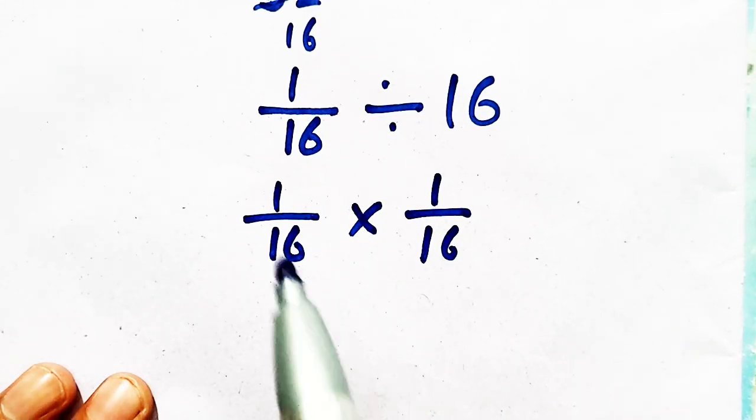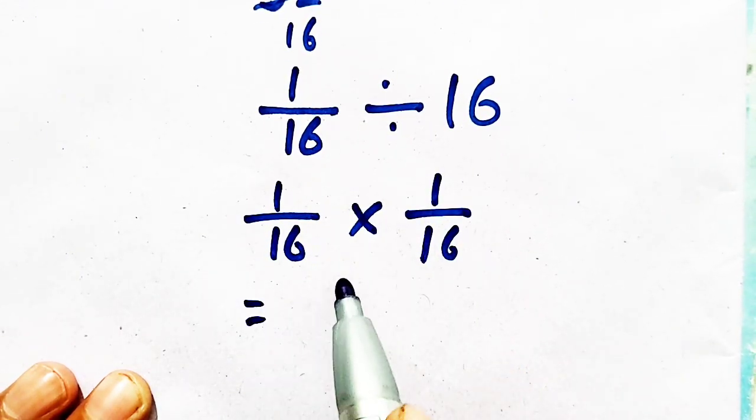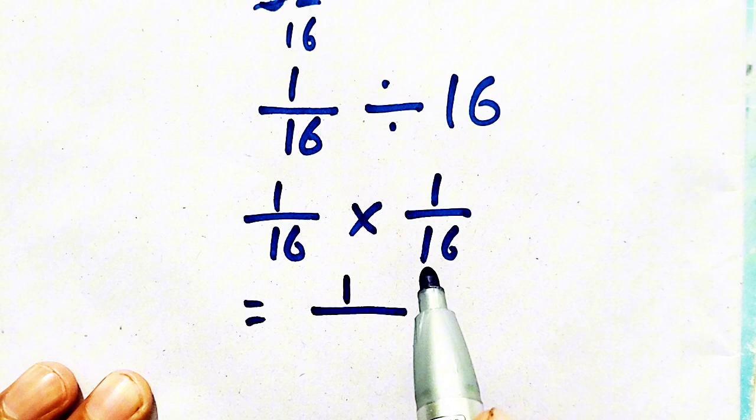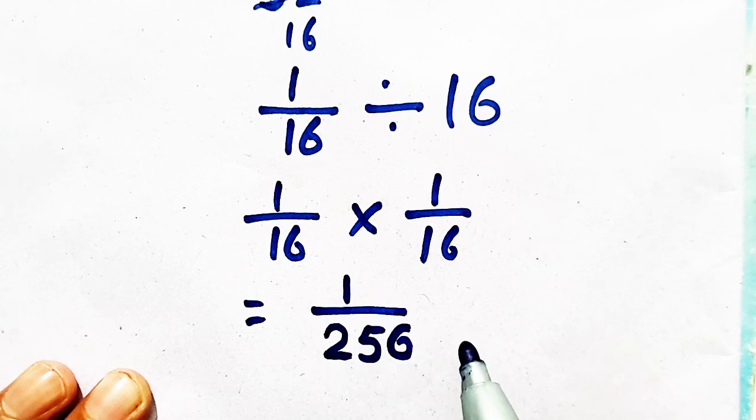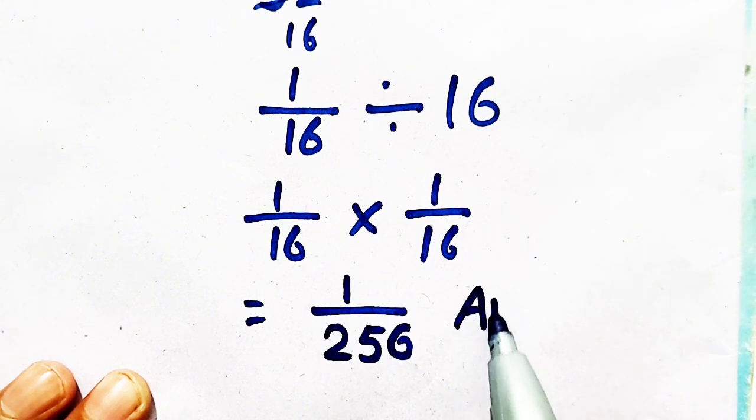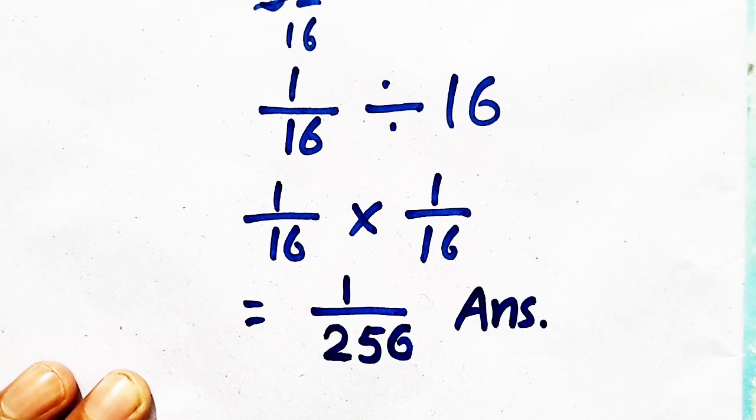So 1 times 1 will be equal to 1, and 16 times 16 will be equal to 16 squared, which is equal to 256. And 1 by 256 will be our answer.